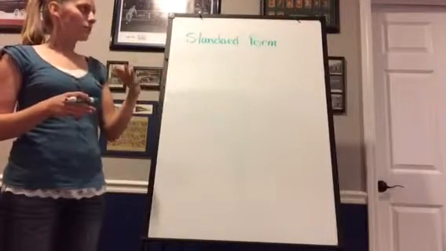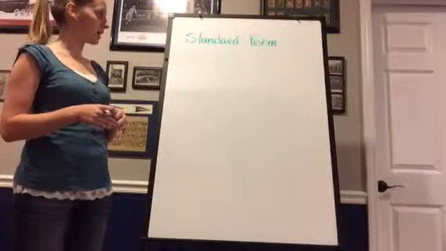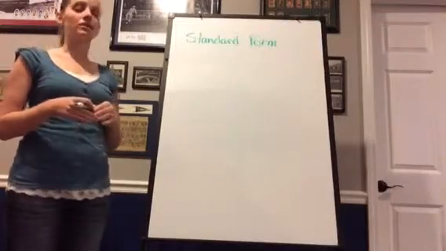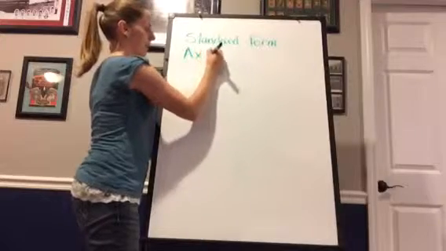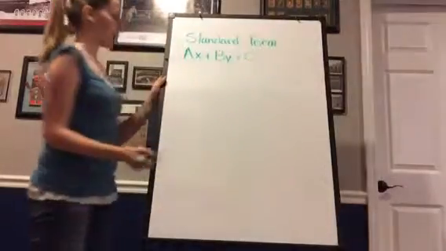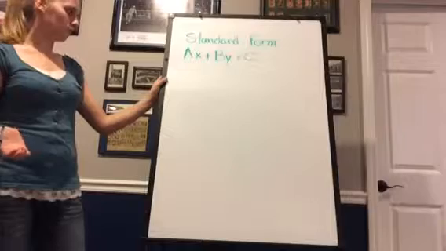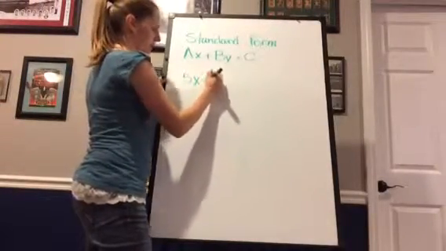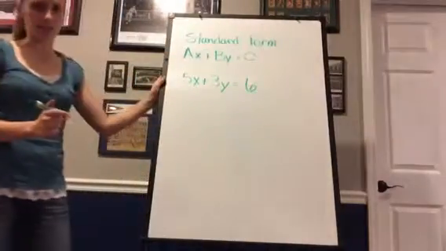So in our last lesson, we went over a special form for linear equations. It was called slope-intercept form. Today we're going over something called standard form. Now standard form looks like this: ax plus by equals c, where a, b, and c just represent whole numbers. So this could be like 5x plus 3y equals 6. That's just an example.